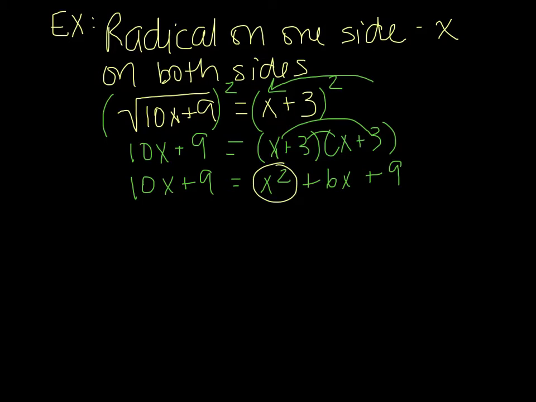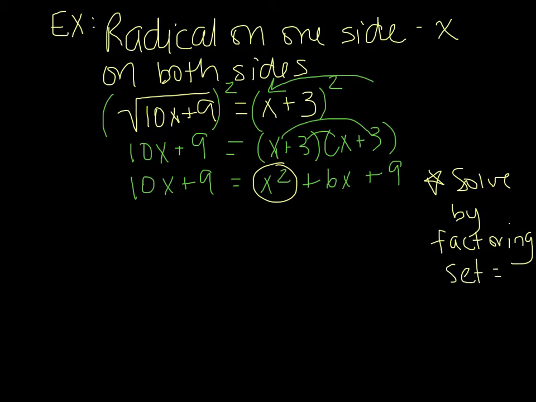When we see that this is a quadratic, we want to attempt to solve with factoring. If we can't use factoring, we'll do complete the square or the quadratic formula, but the first step we're going to try is to see if we can solve this by factoring. We need to set it equal to 0, so we want to move everything over to one side.